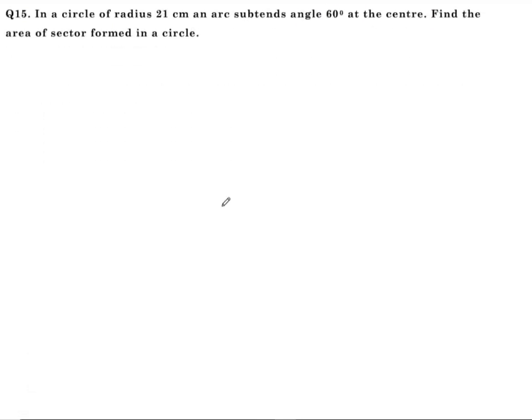Now moving to question number 15. In a circle of radius 21 centimeter, an arc subtends an angle 60 degree, find the area of the sector formed in the circle. So the area of sector formula is theta by 360 into pi r square. Now I'll write out the given data. What is the given data? Given radius r equals 21 centimeter and what is the theta value? It is 60 degree. What is area of sector?